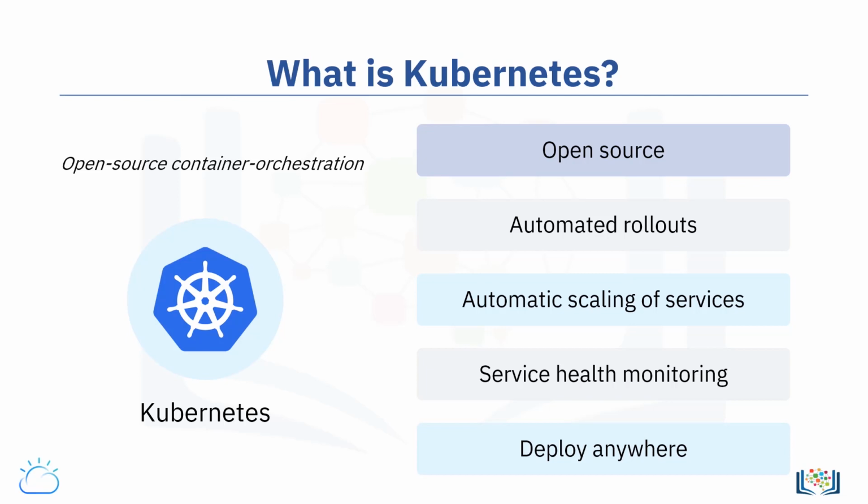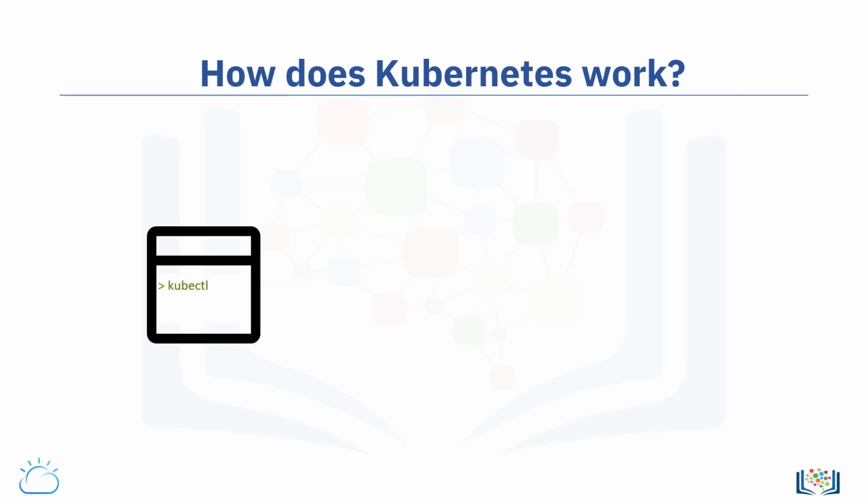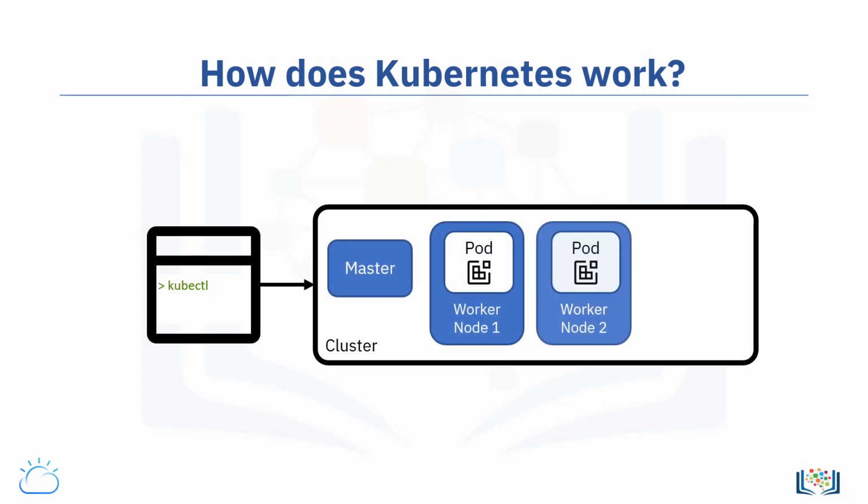We're going to quickly talk about how Kubernetes works at a very high level. The main way a system administrator would interact with Kubernetes is through the kubectl CLI. It's configured to talk to a specific Kubernetes cluster. Each cluster will have a master node and at least one worker node. Each worker node can support running multiple pods. Each pod is in turn running an image of a containerized application.